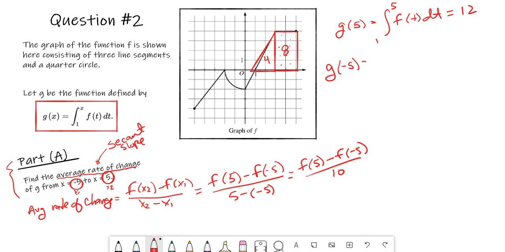G of -5 is equal to the integral from 1 to -5 of f of t dt. We like to have the bounds in the order from least to greatest, so we would like to switch the order of the bounds. But when you change the order of the bounds, you end up changing the sign, so we put a negative to correct the sign. So now we want to look at this graph again, but from -5 to 1.